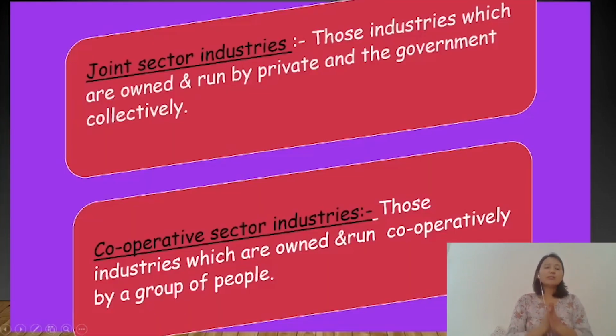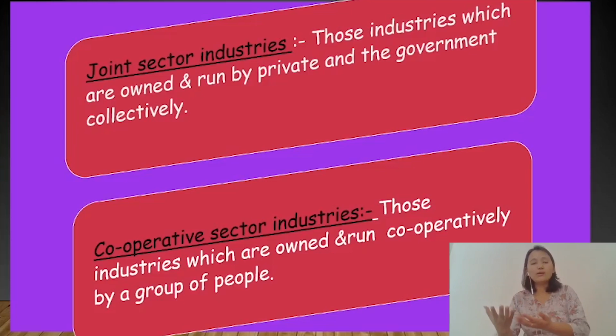Okay, and the last one is cooperative sector industry. Cooperative sector industries are those industries which are owned or run by a group of people. This industry is neither run or owned by a government, nor is it run or owned by one individual. It is owned by a group of people.